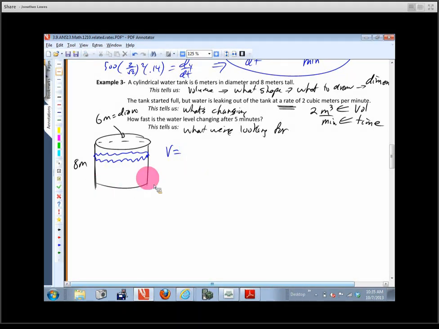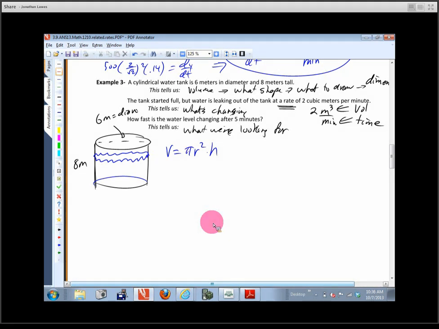Area of the base times the height. Well, the base is in what shape? A circle. So that's going to be pi r squared. And what about the height? H. Now, are any of those things changing? Are any of those things staying the same?